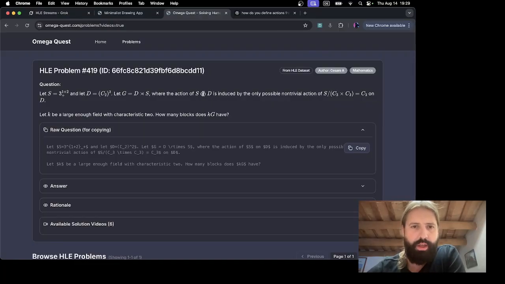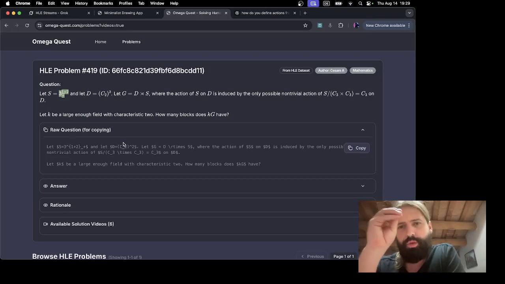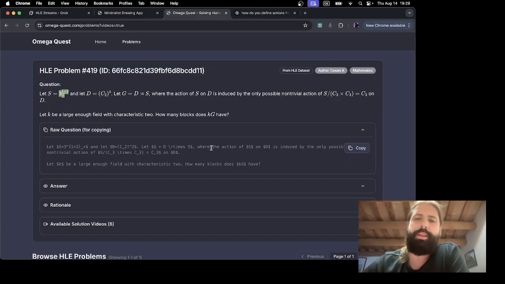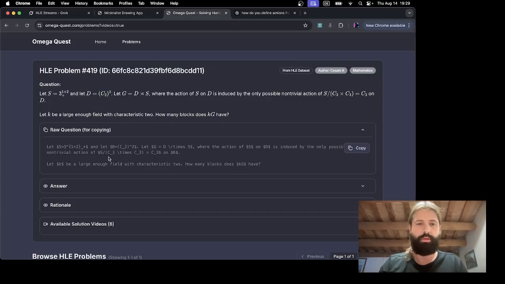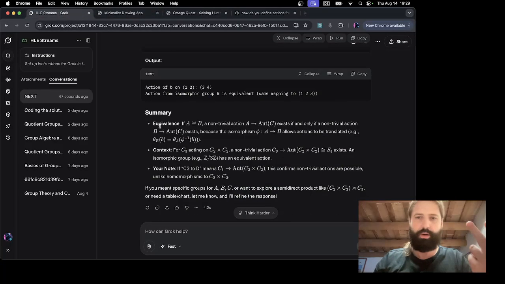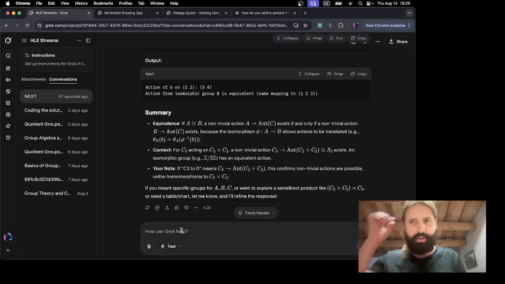The action of S on D, and S is these. But now we're looking at an action that is induced by the only possible non-trivial action, which assumes that there's one non-trivial action of C3 on D, and D is defined as C2 squared. Now the question is, maybe that is not C2 times C2. You know? So in group theory, maybe that's what I'm getting wrong. I mean, Grok's not getting it wrong, but it just doesn't make sense.